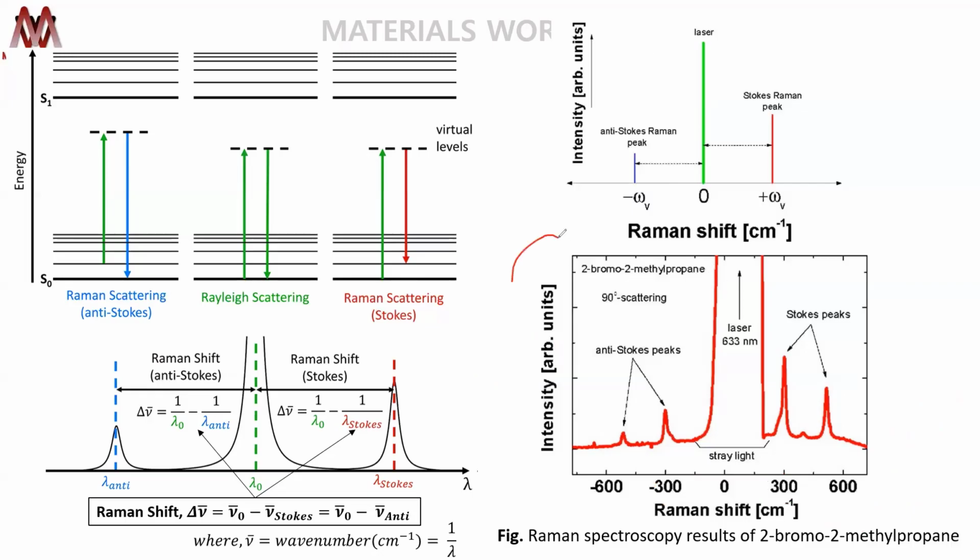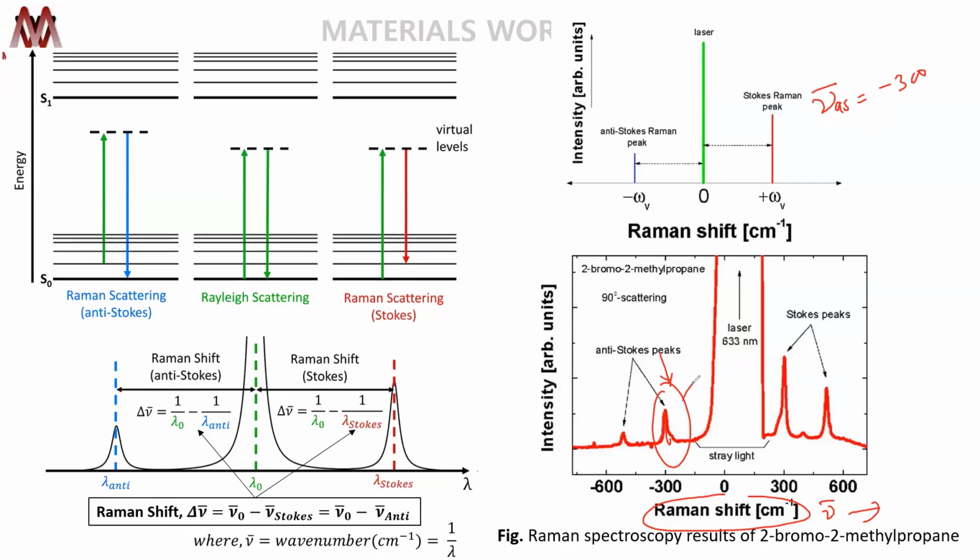This is a real spectrum. In Raman spectroscopy, we plot intensity versus Raman shift. Always remember, let's say only one peak is given. Then your Raman shift is what? The wave number, that is 1 by lambda. So the wave number for the anti-Stokes line: anti-Stokes is minus 300.